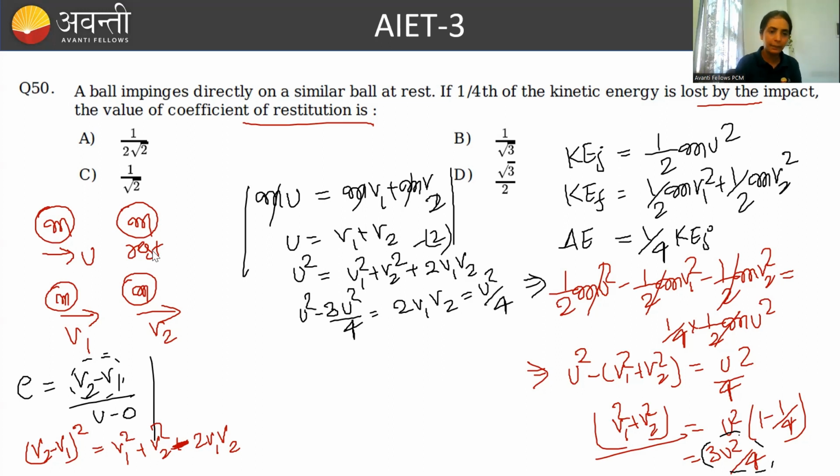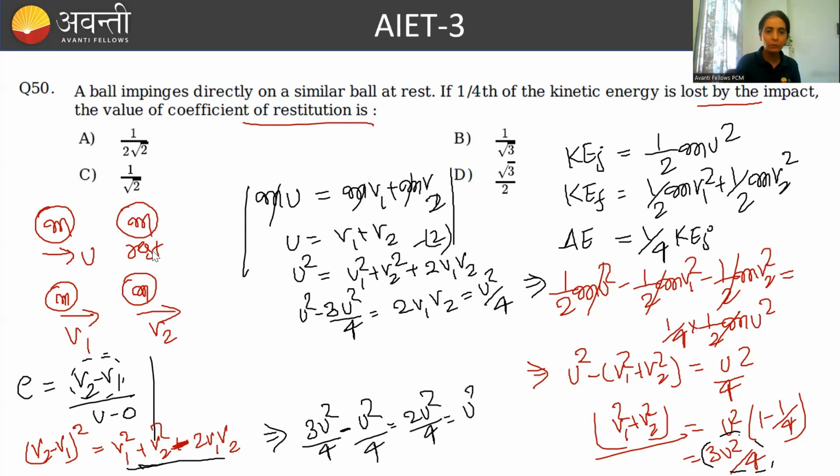This is equal to this, right? So if you write that here, v1 square plus v2 square minus 2v1 v2 is equal to how much? 3u square by 4 minus u square by 4, that is equal to 2u square by 4, that is equal to u square by 2. So v2 minus v1 is equal to root of this, that is u by root 2. So here you can put u by root 2 divided by u. So that is equal to 1 by root 2. So the correct answer will be what? 1 by root 2.